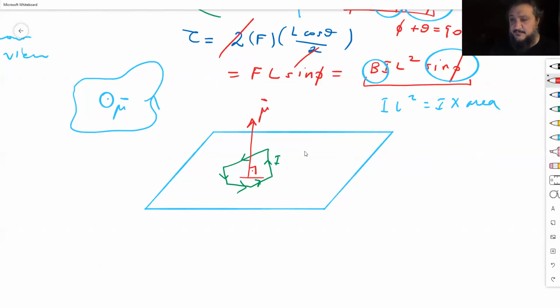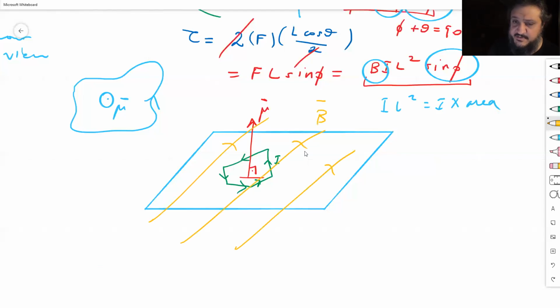Okay, so once you know where mu points, it's just a matter of calculating the cross product. So mu cross B will give you the torque. Okay, so that has the angle between the two, which will be sine of the angle between the two. If that angle is 0 or 180, torque will be also 0.